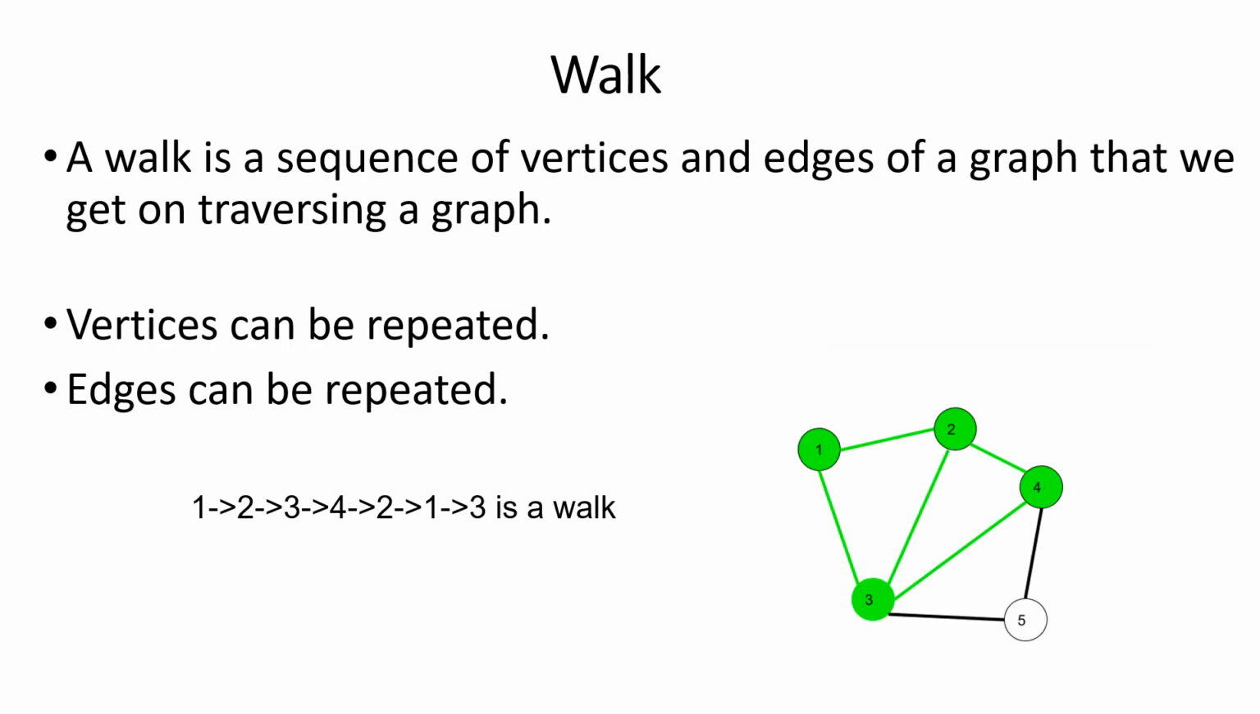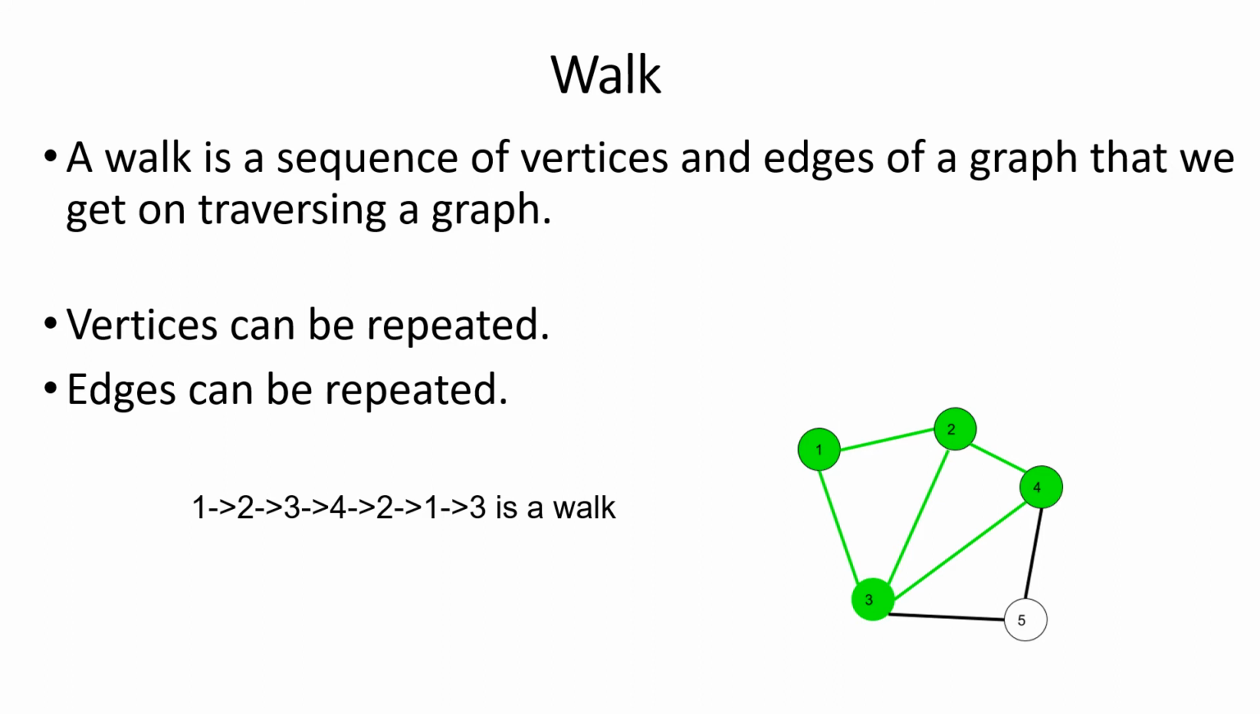An ordered sequence of vertices and the edges of a graph that we get on traversing a graph is known as a walk. A walk can have both the vertices and edges repeated. Consider the undirected graph G1.